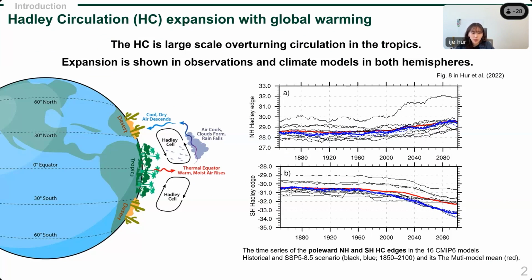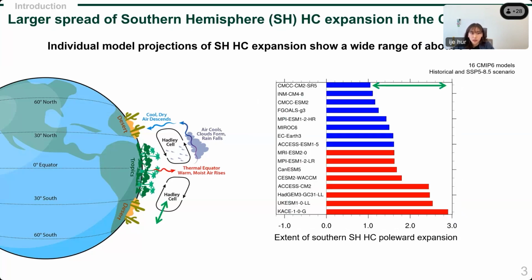So in this way, the Hadley circulation has an important role by affecting regional climate. However, with global warming, the Hadley cells are expanding, which is shown in the observations and also in the climate models. The right figure shows the time series of the poleward Hadley cell edge in the CMIP6 models, and it shows that expansion is occurring in both hemispheres. However, when we compare the extent change in each model, this is the case of the Southern Hemisphere, and there's a large intermodal spread of up to 3 degrees.